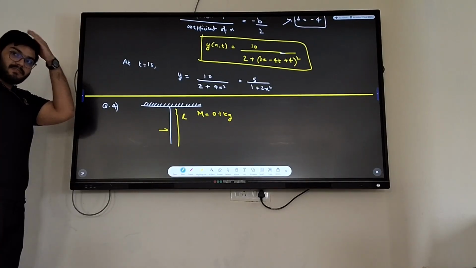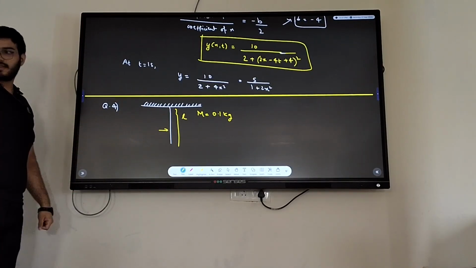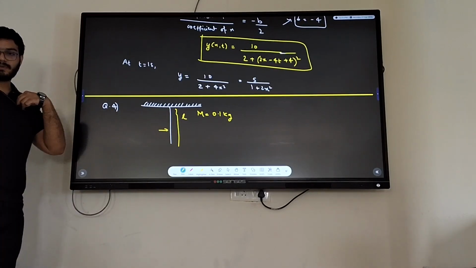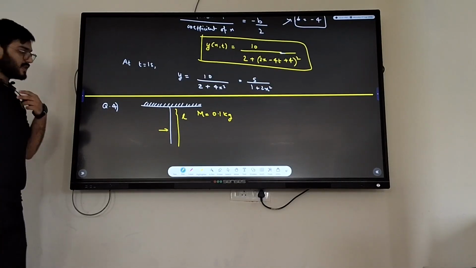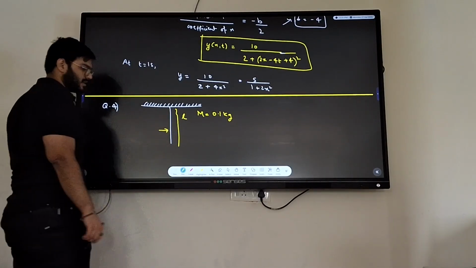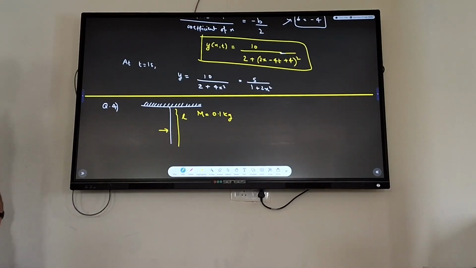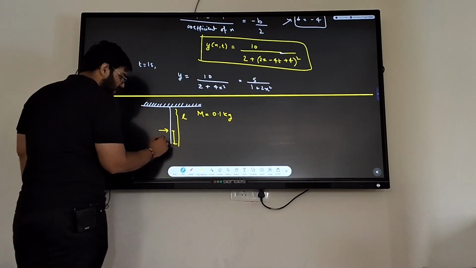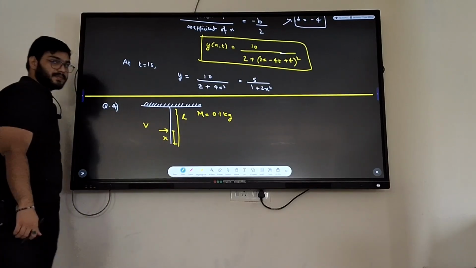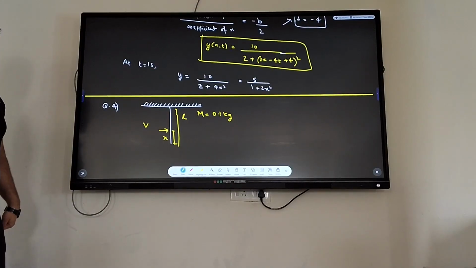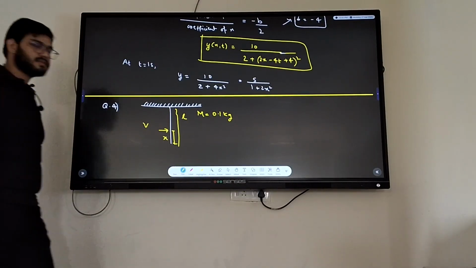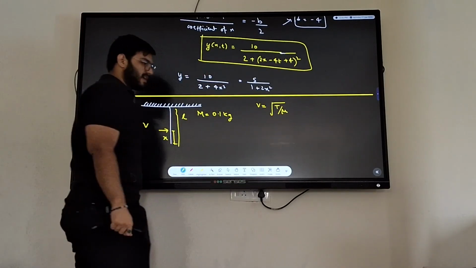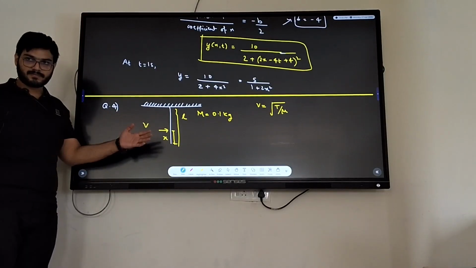They are asking to find what? What are they asking in question number 1? Speed of the transverse wave. At some point, and that point is mentioned. Let's call it key. This is some distance x from here, and there will be some velocity here. What is the velocity of a wave which is passing through a spring? What was the formula? Under root T by mu. If I can find the tension at this point, then I am done, basically.